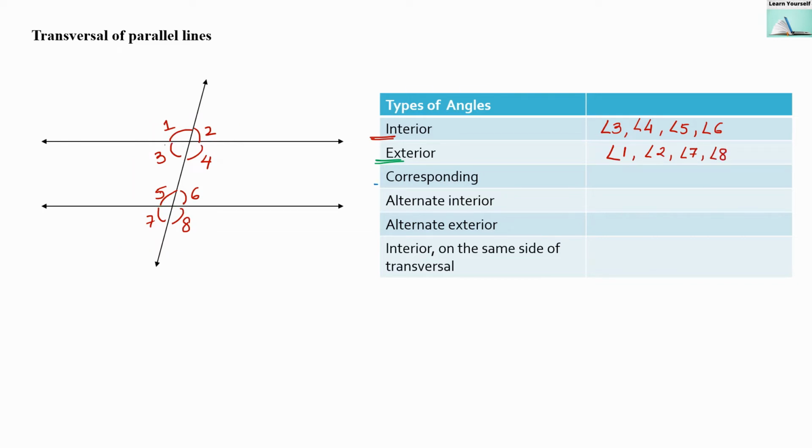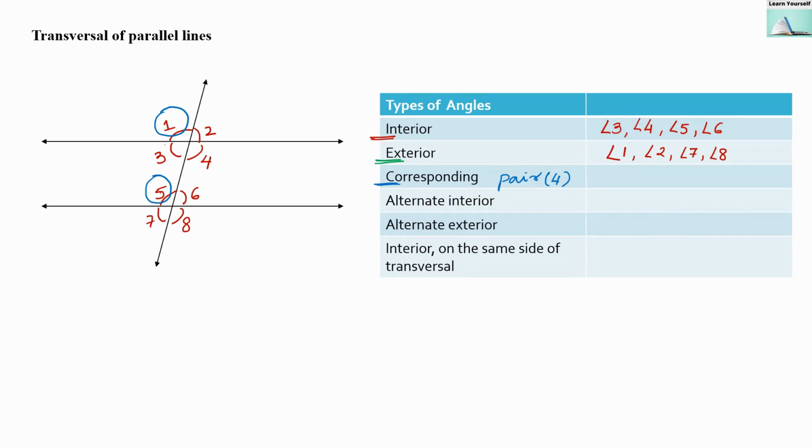Now corresponding angles. When we are talking about corresponding angles, we will get pairs of angles, and we will get a total of 4 pairs of angles which are corresponding with each other. What is the meaning of corresponding? When we are talking about angle 1, as you can see, angle 5 here is the corresponding angle to angle 1. So this makes one pair of corresponding angles.